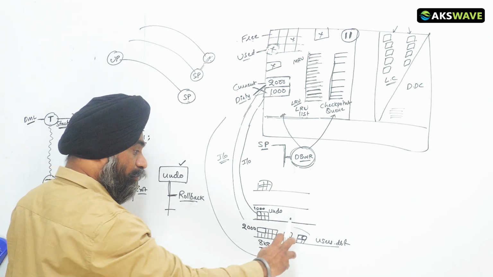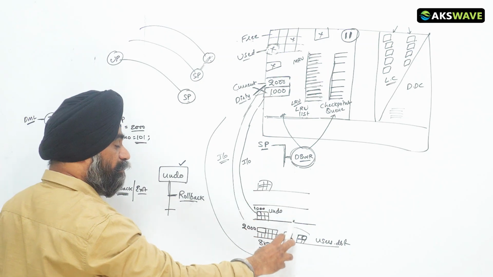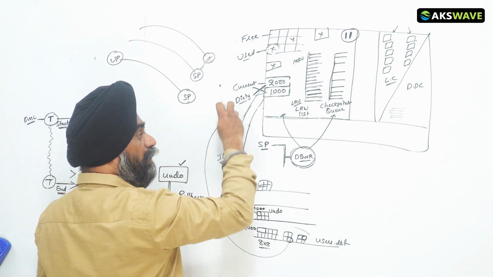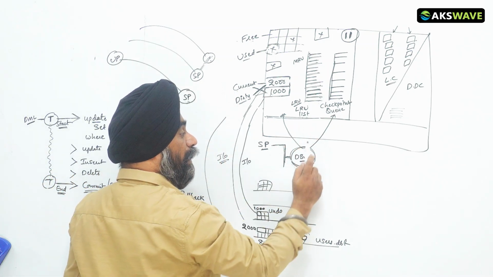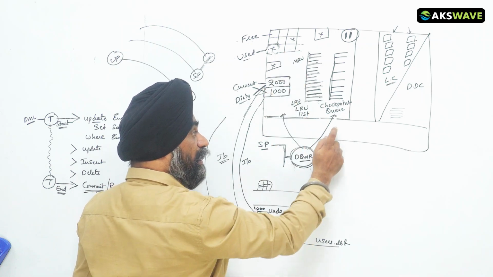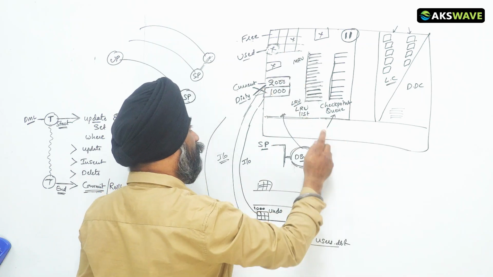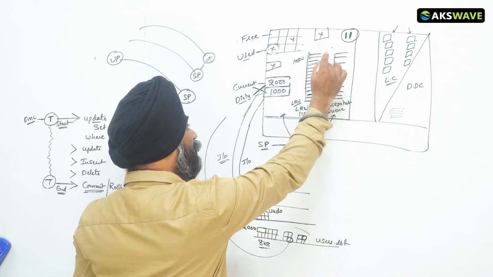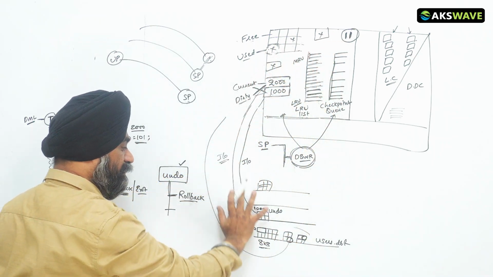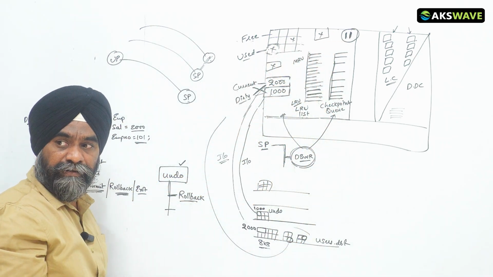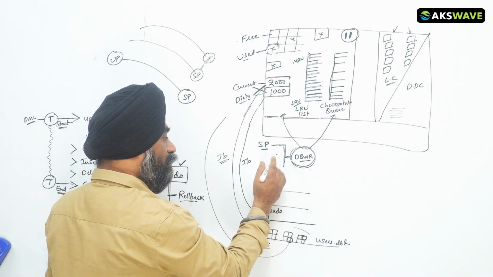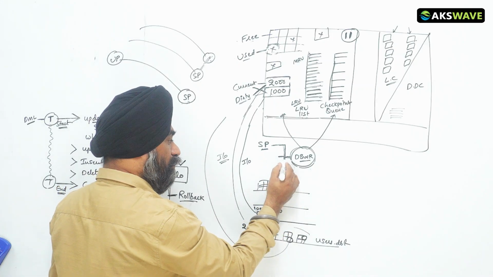When loading data, the server process brings the data, and when flushing out, the DB writer will use the checkpoint queue, which contains only dirty buffer addresses, and simply flush them back to the disk. Done? Now DB writer is invoked in some other cases also.